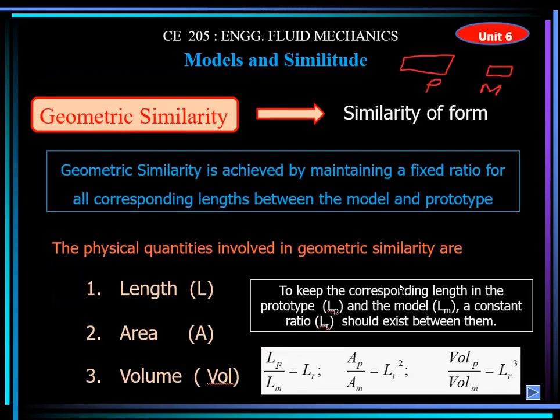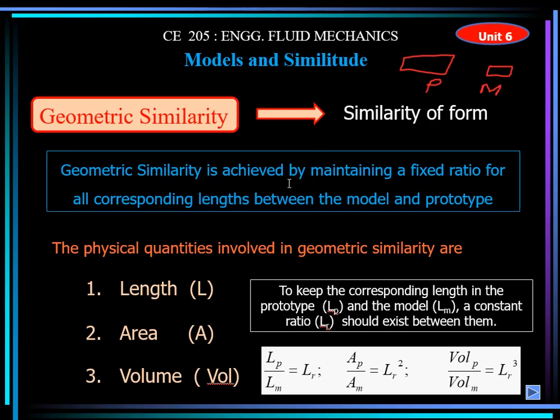Geometric similarity is the similarity of form. For example, we have a rectangular shape for the prototype, the actual one. Then when we make the model, it should have the same ratio. For example, this length is 10 and this is 5, half of that. So if it is 4, it should be 2. So the ratio of these sides should be the same. This is called the similarity of form.